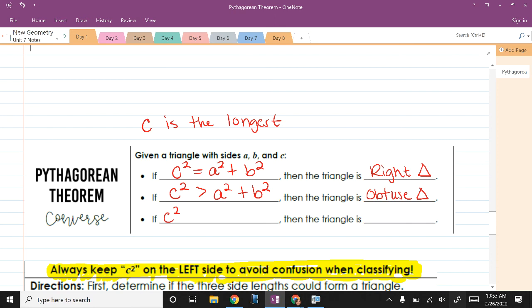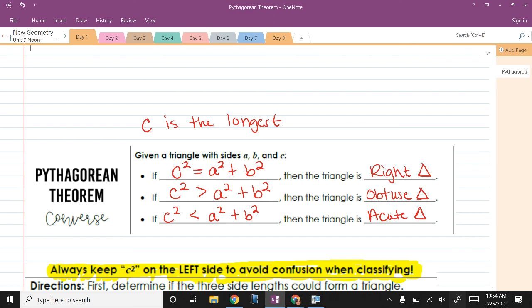So if c squared is smaller than a squared plus b squared, what kind of triangle do you think you're going to have? An acute triangle, when all of your angles are less than 90. So you're going to take the longest side and square it, take the smaller sides, square them, add them together. If the longest side squared is bigger than the two smaller sides squared added together, then you have an obtuse triangle. If it's smaller, you have an acute triangle. If it's exactly the same amount, it's a right triangle.